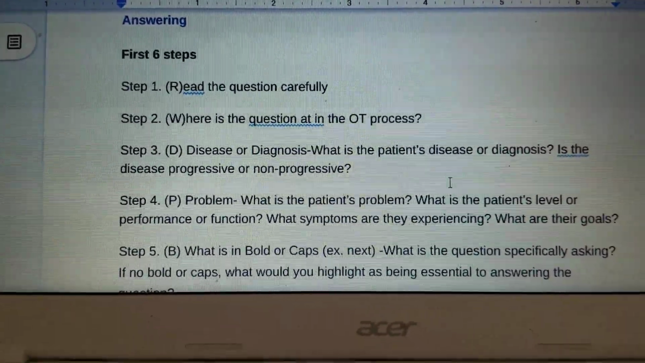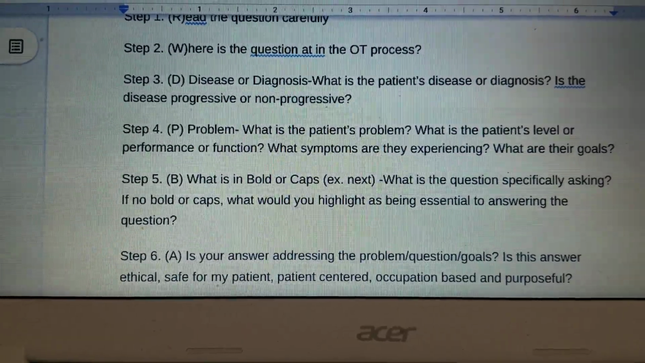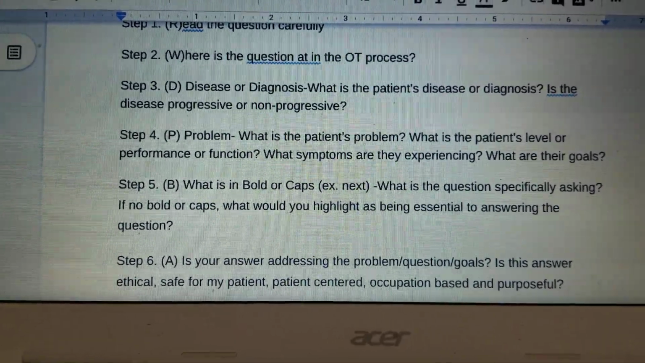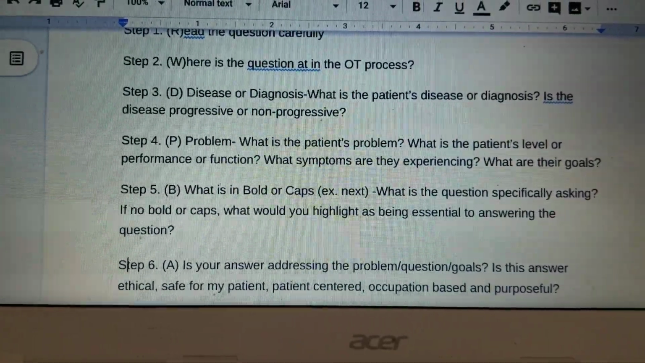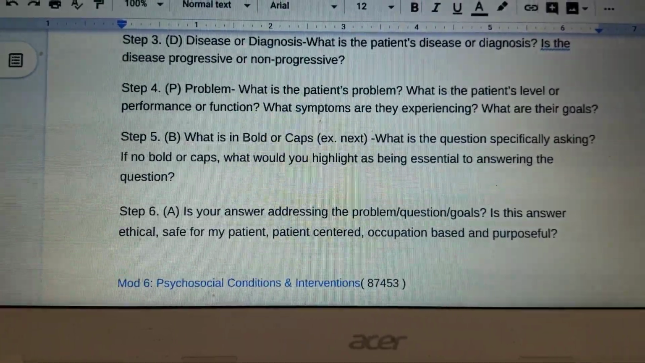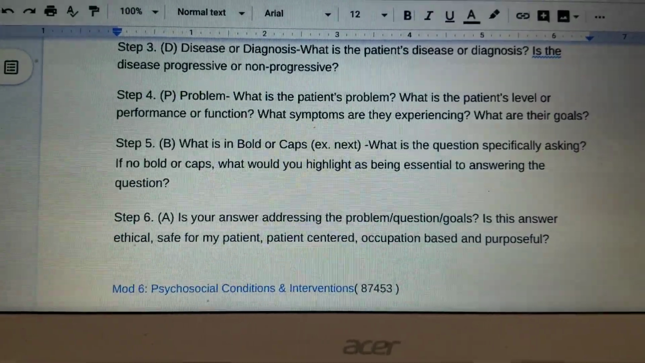Step 4, P for problem. What is the patient's problem? What is the patient's level of performance or function? What symptoms are they experiencing? What are their goals? Step 5, what is in bold or caps, for example, next?